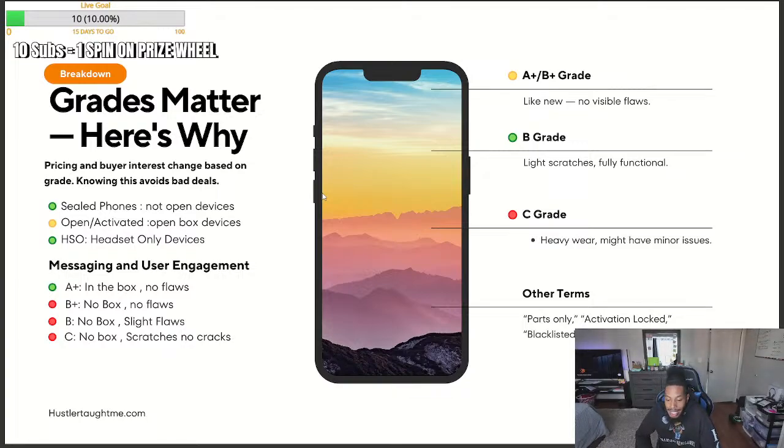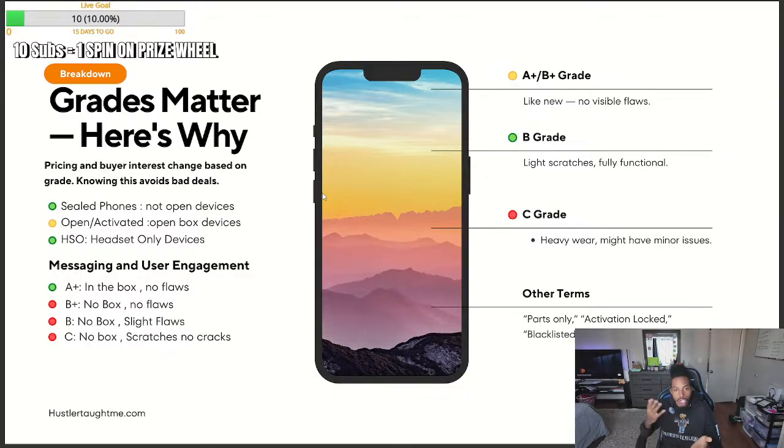Now, used devices, these are going to be the grades. You have A+, that's in the box with no flaws. B+, no box, no flaws. B, no box, slight flaws. That is going to be a device that is typical, like a device me and you have, right? C, no box, scratches, but no cracks. D is going to be a device that has cracks, okay?